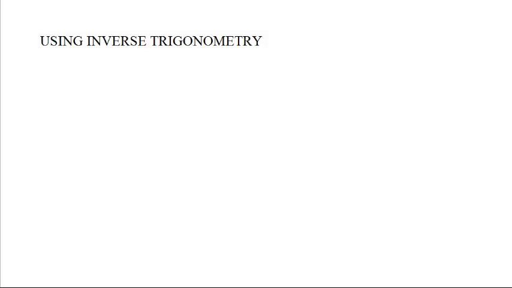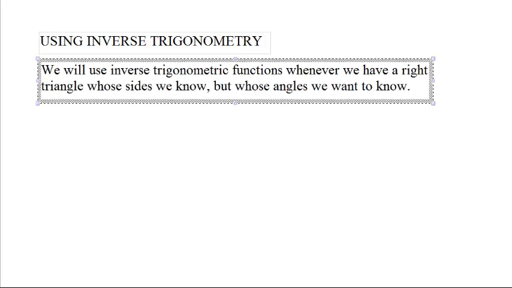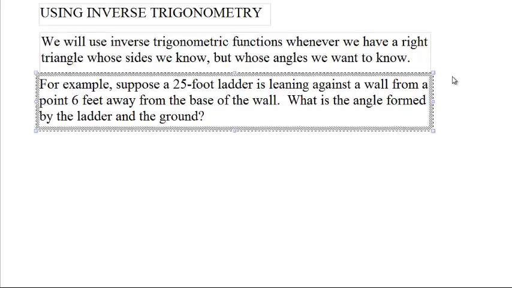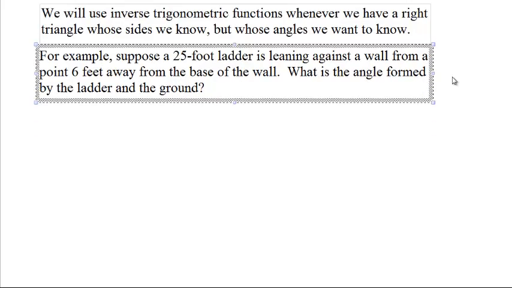Let's try a real-life example of using inverse trigonometry. We use inverse trigonometric functions when we have a right triangle whose sides we know but whose angles we want to know. We use it when we want to find angles. For example, suppose a 25-foot ladder is leaning against a wall from a point 6 feet away from the base of the wall. What is the angle formed by the ladder and the ground?